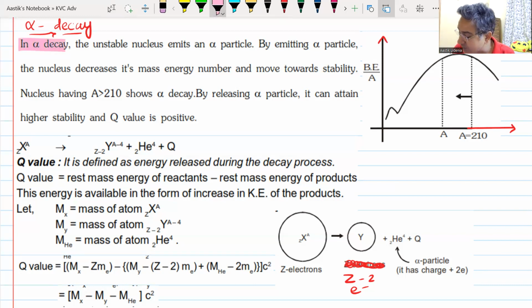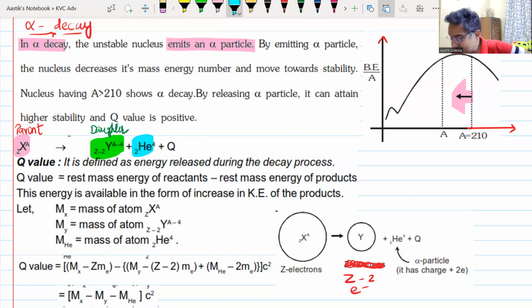When it becomes unstable, it can emit an alpha particle. By emitting an alpha particle, the nucleus becomes more stable, so it tries to move into this stability range. By emitting alpha particles, it spontaneously decays. This is your parent nucleus. This green one is your daughter. And this blue one is your helium nucleus, that is known as an alpha particle.